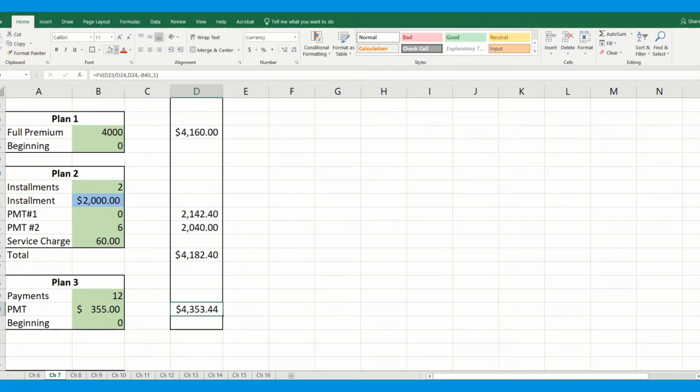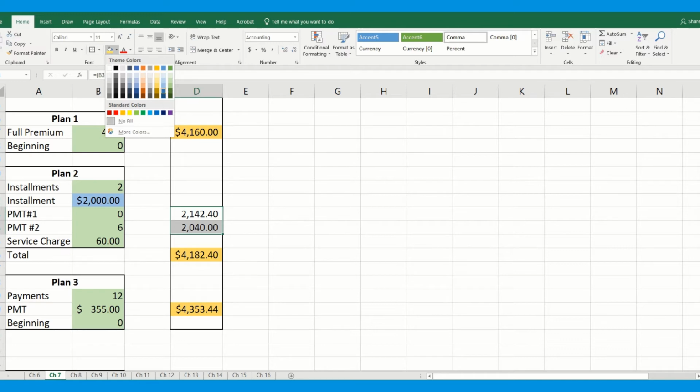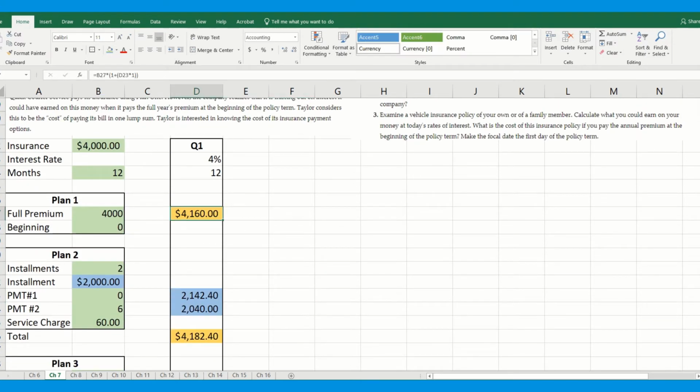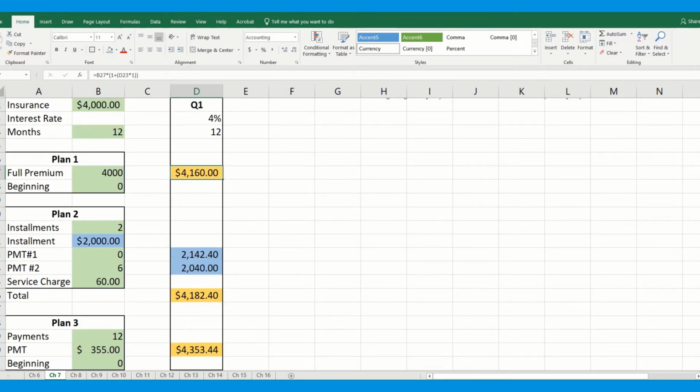So I'm going to find my yellow. That's an answer. That's an answer, and that's an answer. And these two here are calculated fields. So they're going to be that blue that I'm working with. It's a little too bright. Close enough. Okay, so now we have in plan 2, so question 1, in plan 1, 2, and 3. So we've done question 1, and we'll start on question 2.